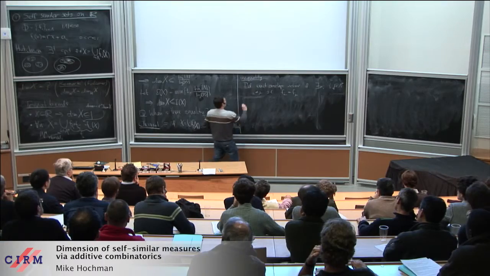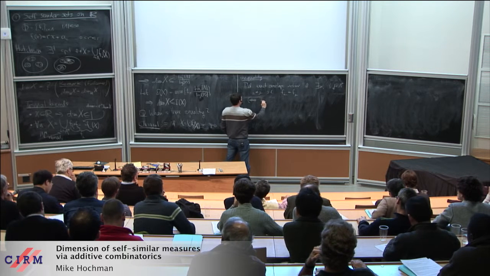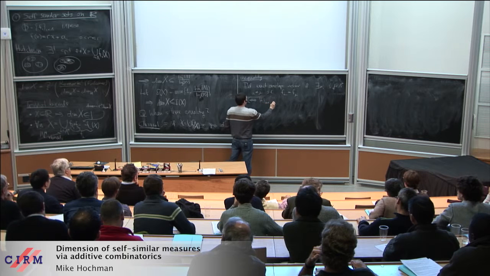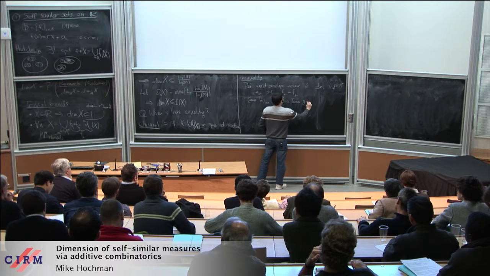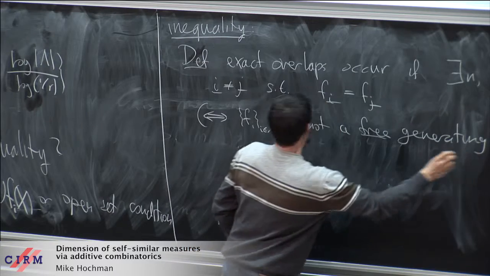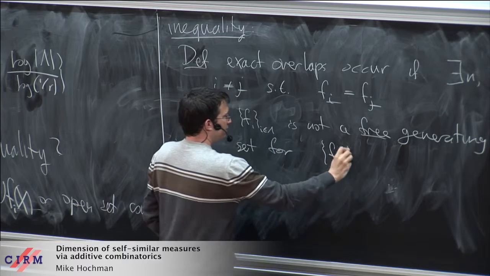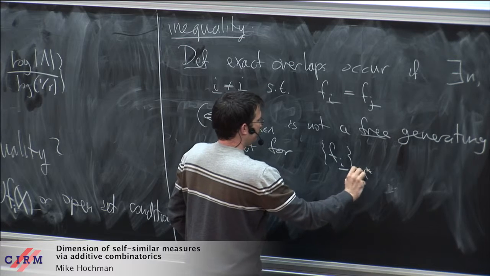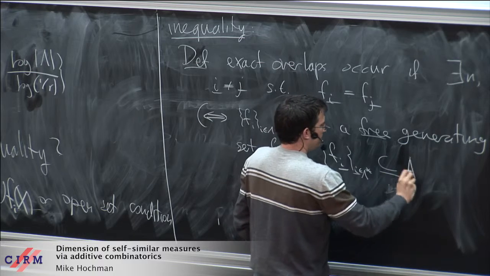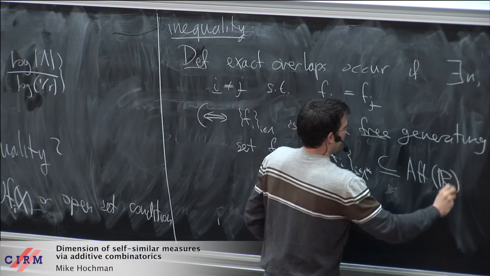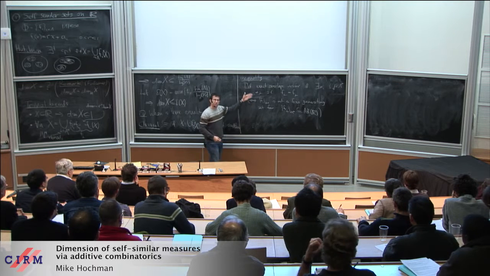There's an equivalent way of saying this. Exact overlaps means that the set of maps f_i is not a free generating set for the semigroup f_I over all finite sequences of indices, which is a sub-semigroup of the affine maps of the line. So exact overlaps is really an algebraic condition. Well, this is a combinatorial condition, this is an algebraic condition. They're the same thing.